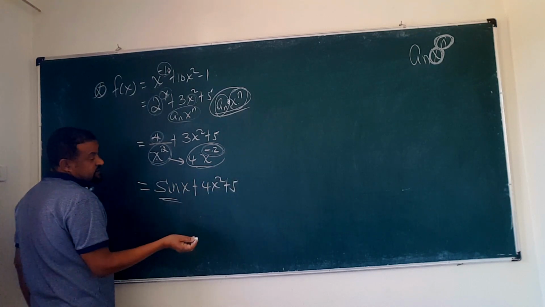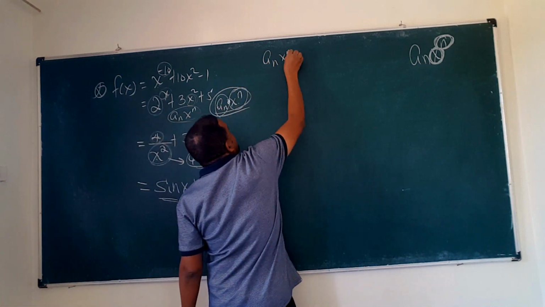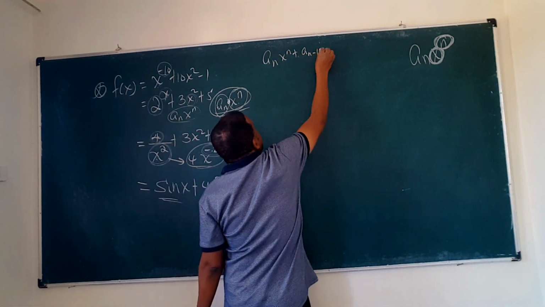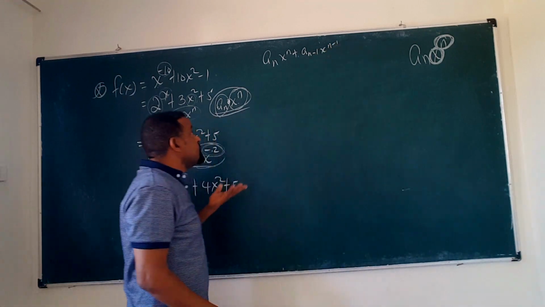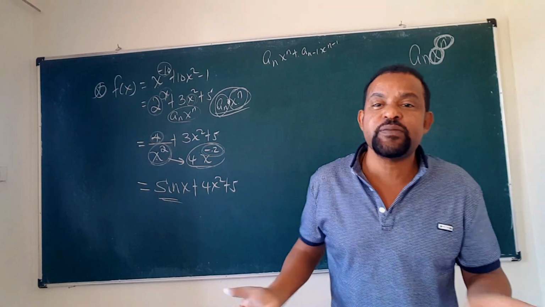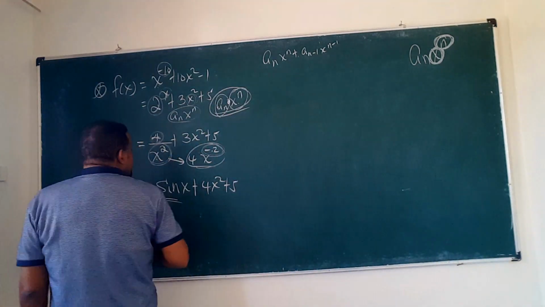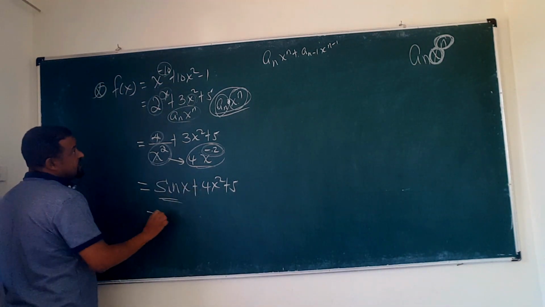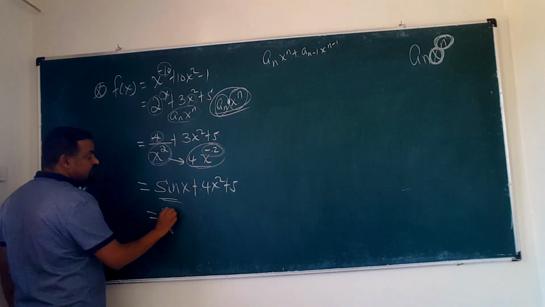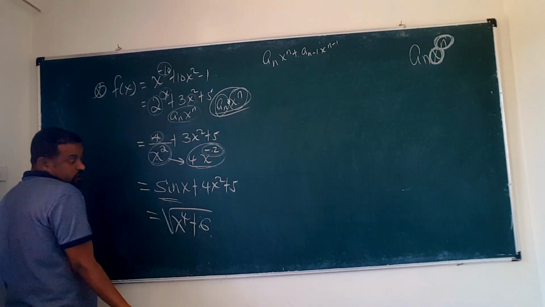For example, here sin of x plus 4x squared plus 5. Now sin x entered here. It must never enter the formula. The polynomial formula is x to the power of n plus a sub n minus 1 x to the power of n minus 1, in this form. So there should not be any sin, any trigonometric function, there should not be any exponential function, there should not be any logarithmic function. No function should enter here, right? Say for example radical of x to the power of 4 plus 6, right?